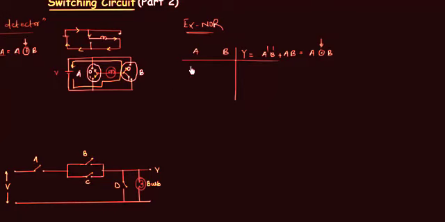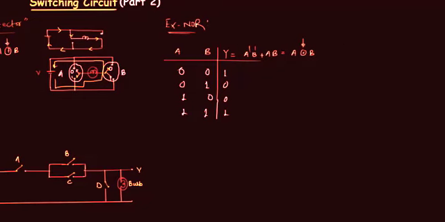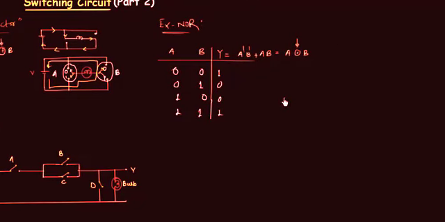We have 4 combinations: 0 0, 0 1, 1 0, 1 1. And as this is the complement of XOR and we know the outputs in the case of XOR are 0, 1, 1, 0, we only have to take the complement of these outputs. So we have 1, 0, 0, 1. So this is how the truth table for XNOR gate looks. And now we are going to make the switching circuit for the XNOR gate. I will draw it quickly.